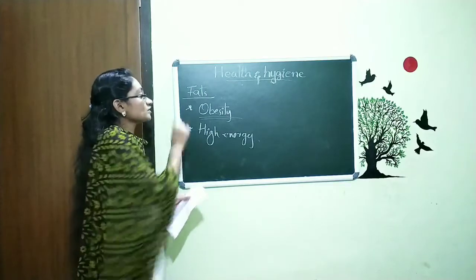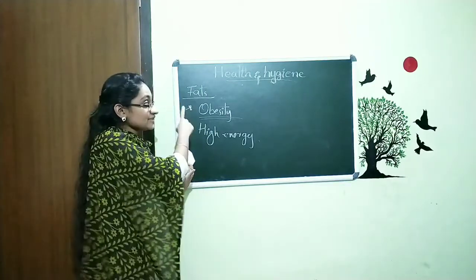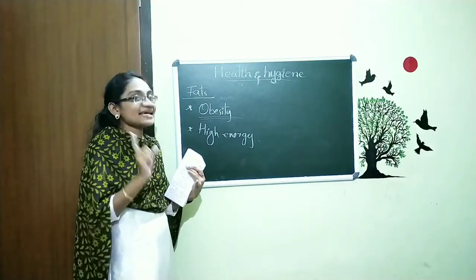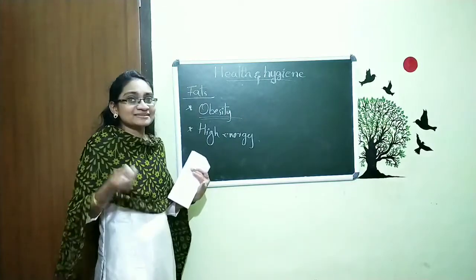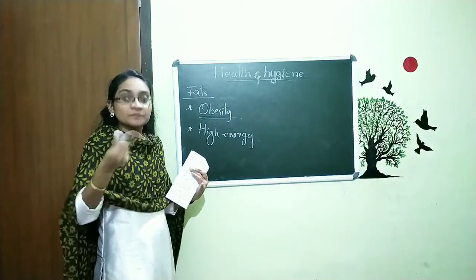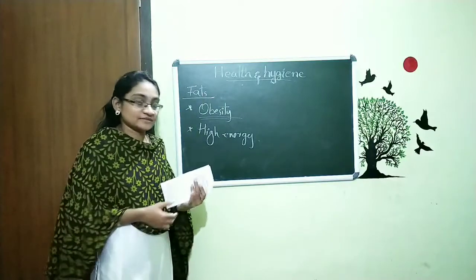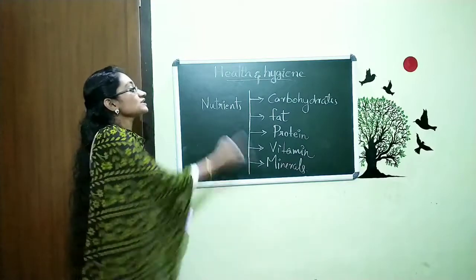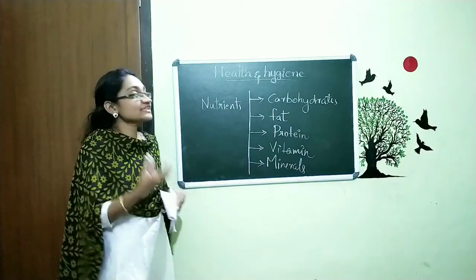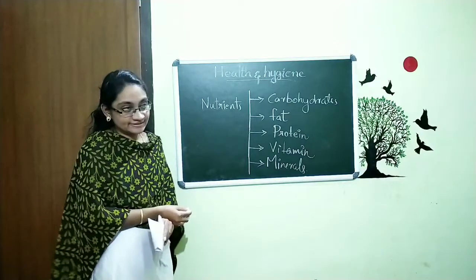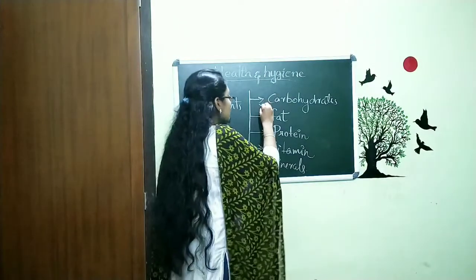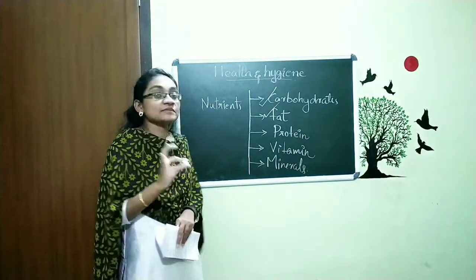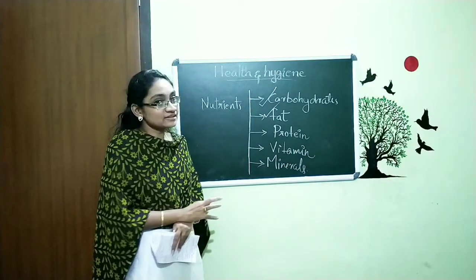So this is all about fat. Remember that fat also gives us a large amount of energy, and remember the examples of foods that provide fat: milk, cheese, butter, meat, all the things which provide fat. We are discussing the topic nutrients and the different types included in it. We already discussed carbohydrates and fat. Protein, vitamins and minerals are there, and we will discuss them in our next class.